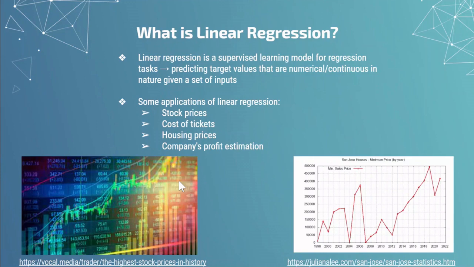But essentially, the idea of linear regression is that we're trying to predict target values or outputs or dependent variables that are numerical in nature. So some examples or applications of linear regression are predicting stock prices, predicting costs of tickets, predicting housing prices, predicting a company's profit estimation. All of these are regression tasks that involve predicting values that are numerical. And that's essentially the main usage for linear regression.